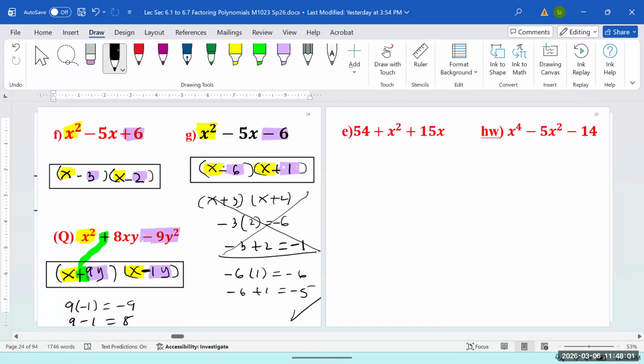George, the next one. We have 54 plus x squared plus 15x. What do you think our first step should be? There is no GCF. So we go to the next step. What is our next step? Remember, it's a three term polynomial. So you always want to have your polynomial start with what? Which term?